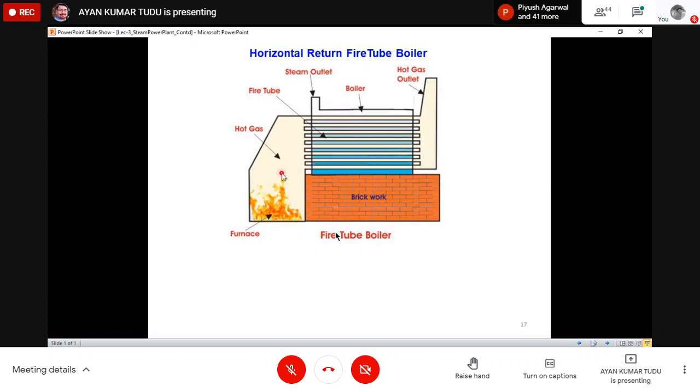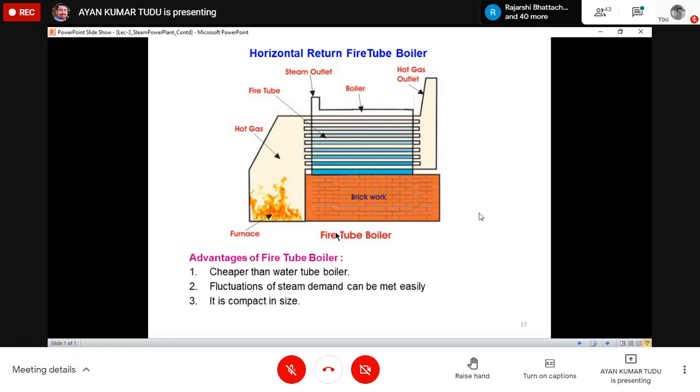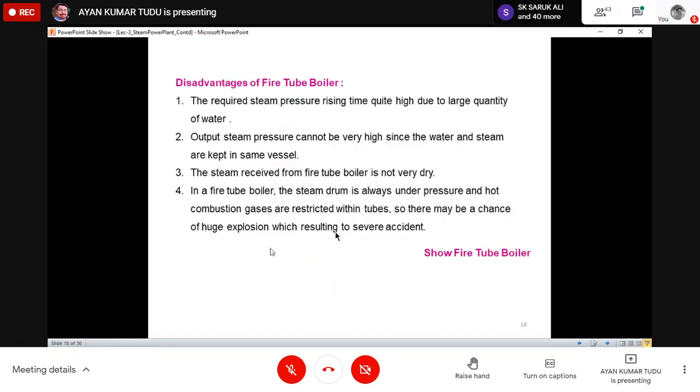As we know, the steam received from a fire tube boiler is also not very dry. And in a fire tube boiler, the steam drum is always under pressure, and the hot combustion gases are restricted within the tubes. So there may be a chance of a huge explosion, which may result in severe accidents.